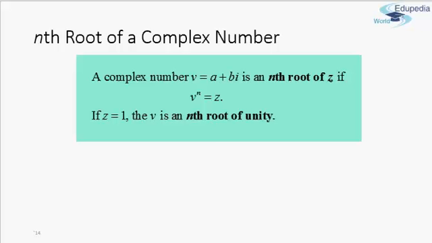So now we need to find out the nth root of the complex number. There's nothing complex about it.